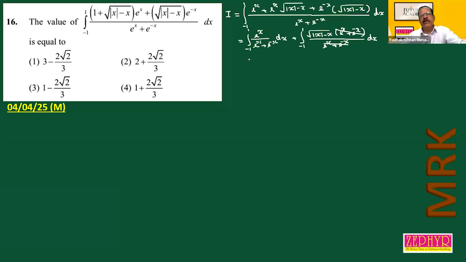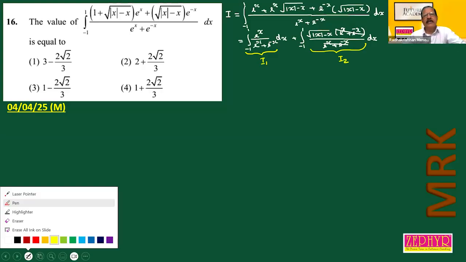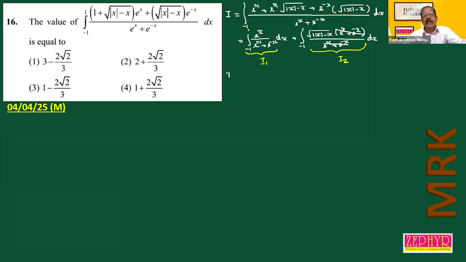We can evaluate both separately. Let this be I1. Let this be I2. So first of all, let us evaluate I1. I1 is equal to integral minus 1 to 1 e raised to x divided by e raised to x plus e raised to minus x dx.